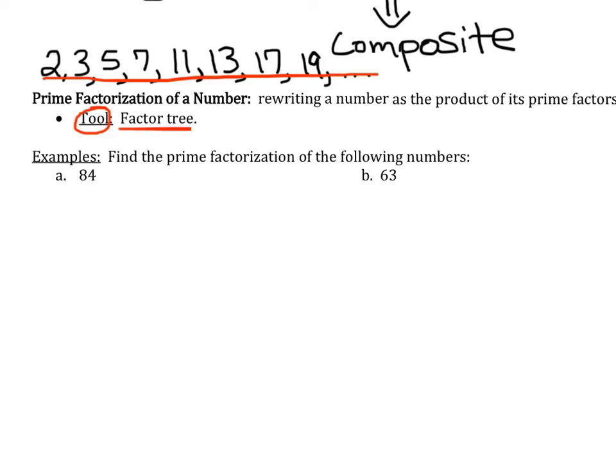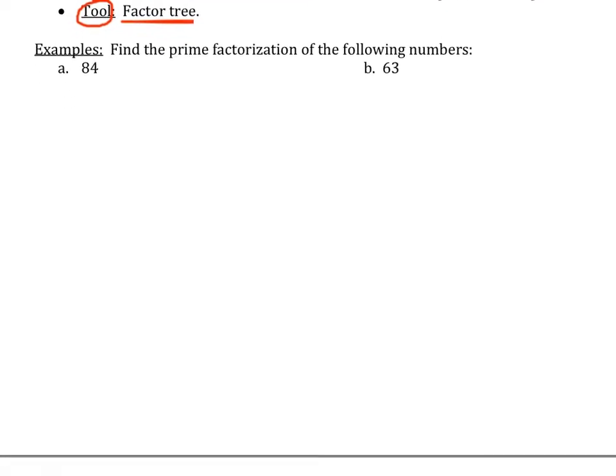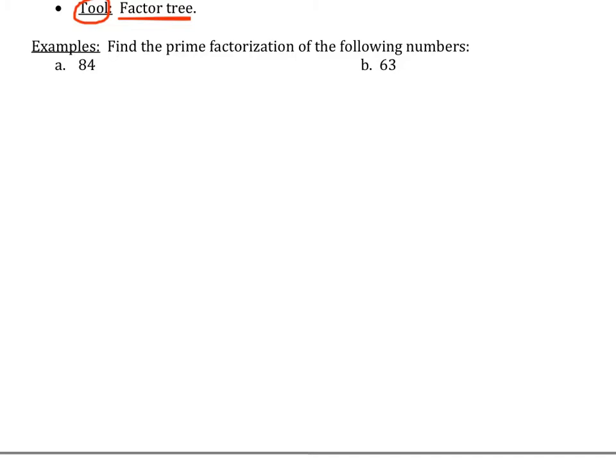Let's look at an example of how we do that. We have 2 examples here. I want to find the prime factorization of the following numbers. First, we're going to start with 84. Now, I'm going to use a factor tree. 84 is going to be on the top of my factor tree. What I'm going to do is start dividing, or seeing if I can multiply two numbers, one being a prime number and one being another number, not necessarily prime, that'll give me 84.